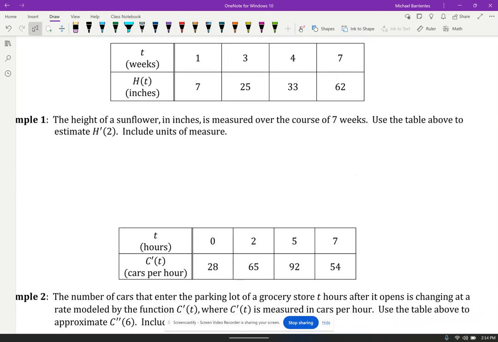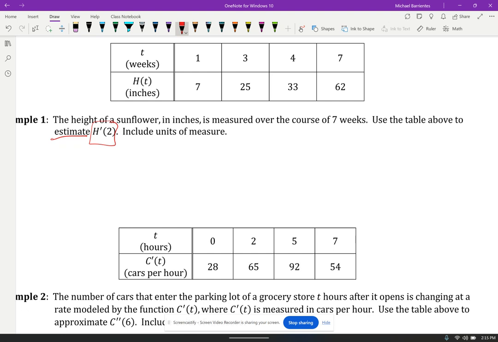So let's look at something like this. The height of a sunflower in inches is measured over the course of 7 weeks. Can we use a table to estimate h prime of 2 and include units of measure? Well, a couple of things to note. They want us to estimate h prime of 2. They want us to estimate the derivative. We don't have enough information to take a derivative the way we've been taking the derivative with all the rules. So we're going to have to estimate it.